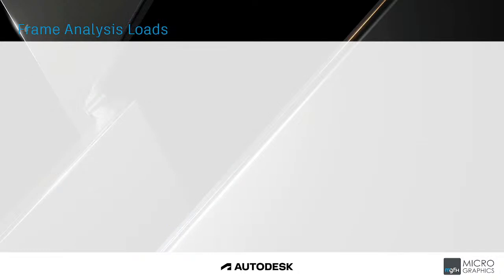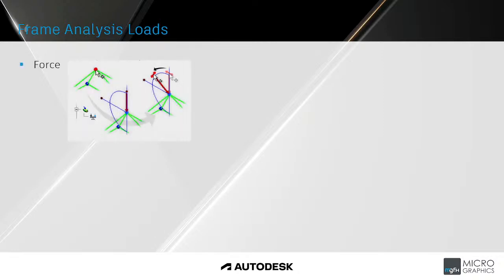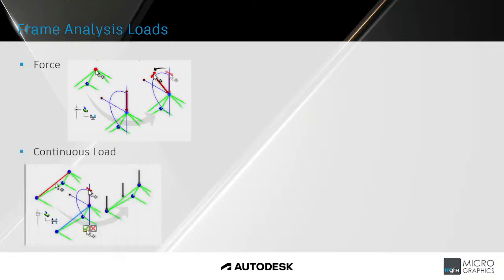Next, we're going to look at the frame analysis loads, the different load types that you get. So first, you get your force. Your add force defines a force of a specified magnitude to be selected on the beam or node. Then you get your continuous load. This defines uniform load distributed along selected beams, defining the direction and magnitude of the uniform force.